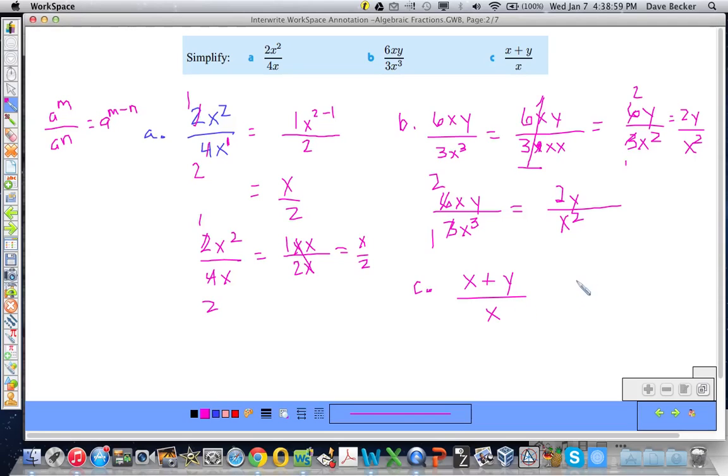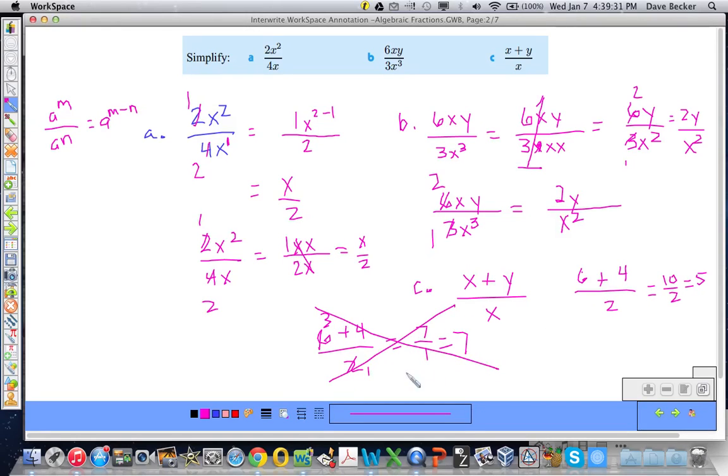Why is that? Well, what's 6 plus 4 over 2, right? Well, that's equal to 10 over 2, which is equal to 5. Well, what if you did cancel out 6 plus 4 over 2? Let's say you made this a 1 and this a 3, then you get 3 plus 4 over 1 is 7 over 1, which is 7. It's not the same thing. You cannot do that.